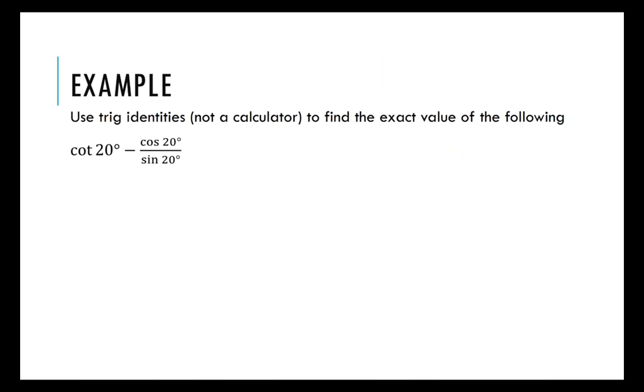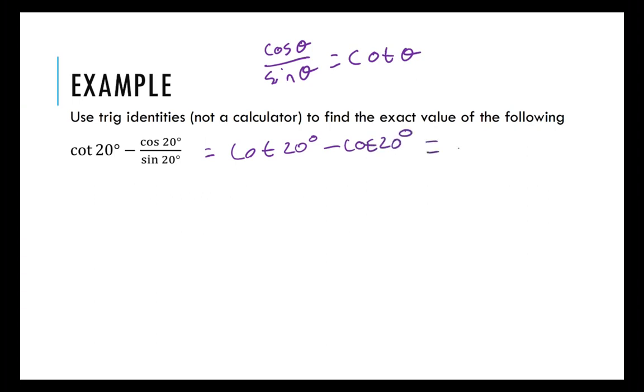If I have cotangent of 20 degrees minus cosine of 20 degrees over sine of 20 degrees, well, what can we do here? Well, I know that if I have cosine of theta divided by sine of theta, that's the exact same thing as cotangent of theta, which means that this is then cotangent of 20 degrees minus cotangent of 20 degrees. Anything subtracting itself, that's 0. So my solution is 0.